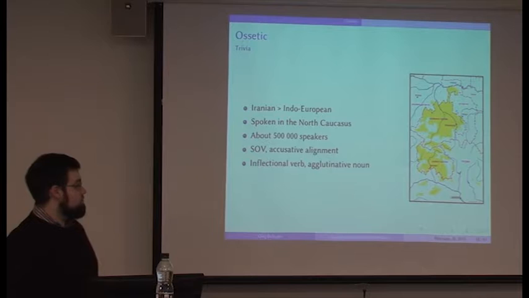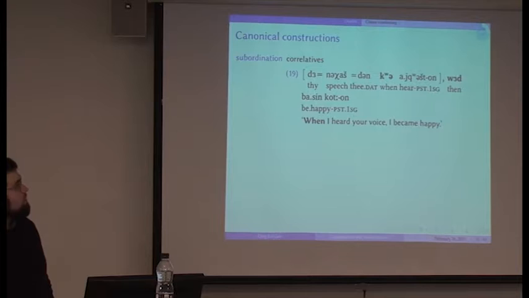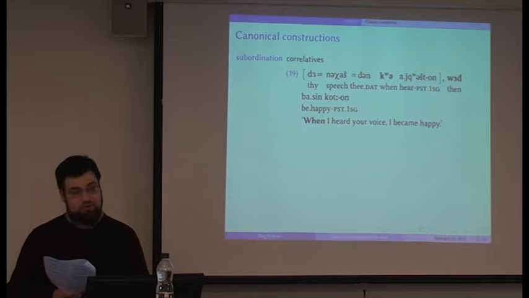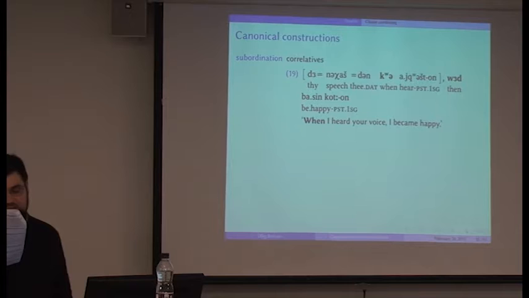And it has an inflectional verb morphology and agglutinating, mostly innovative noun morphology. Now let's first take a look at the general way in which subordination and coordination are carried out in Ossetic. For subordination, the main strategy is to use correlatives. So sentences like 19, when I heard your voice, I became happy, which literally reads something like, when I heard your voice, then I became happy.